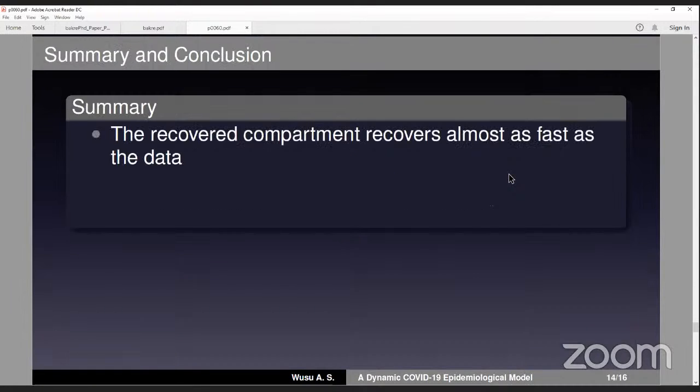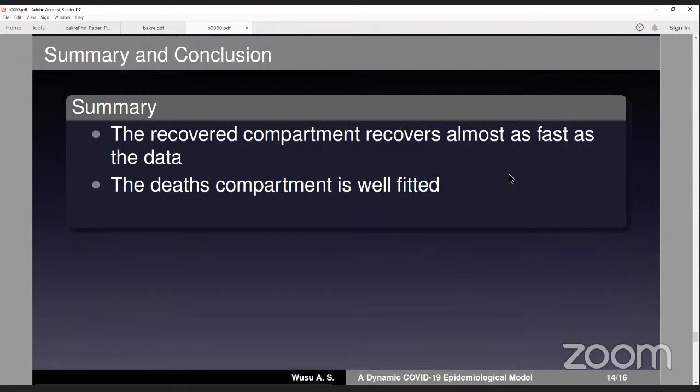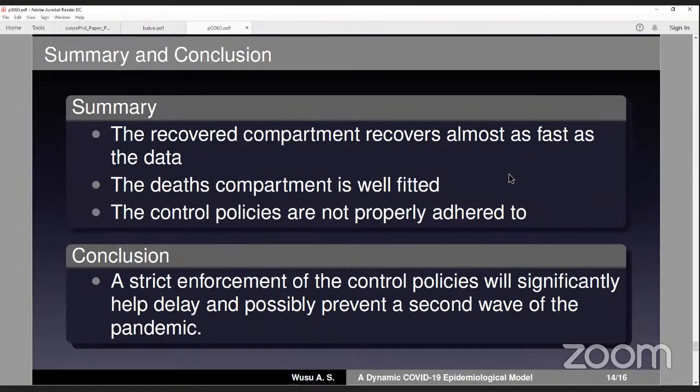And in conclusion, what we're able to predict is that the recovered compartment recovers almost as fast as the data. The death compartment is well fitted. The control policies are not properly adhered to. That's the significance of our work. Our work showed that to avoid a second wave, we must strictly enforce the use of the control policies, because the measurement that we got from our models is just 44.24%. This thing is not working.